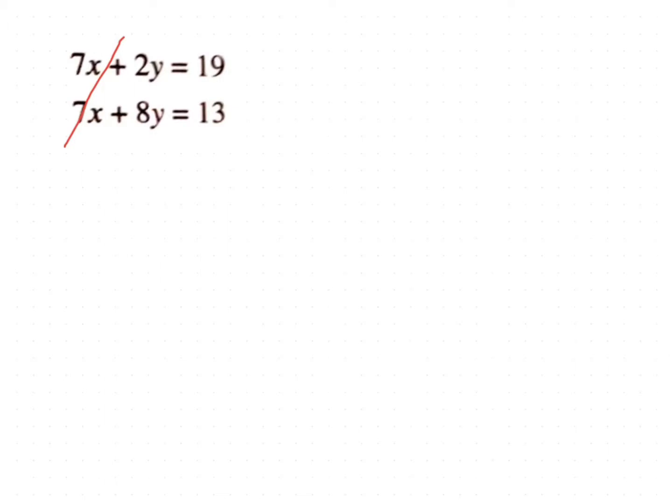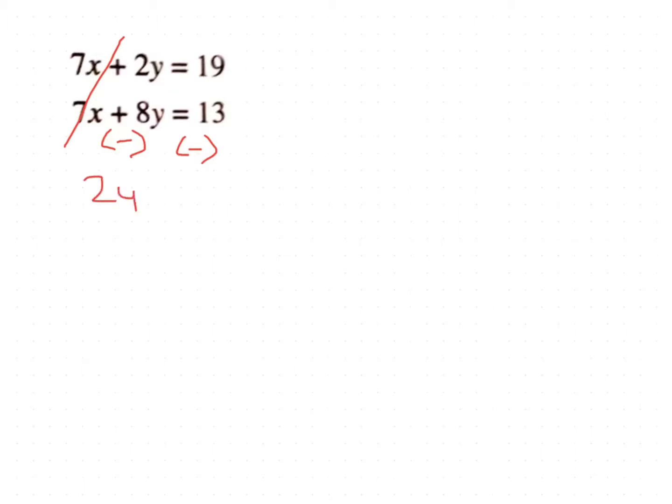For example, it's 7x plus 8y equals 13. If the sign is minus, it becomes plus, and when it is plus, it becomes minus. So for example, the plus 8y will become minus 8y, and the plus 13 will become minus 13. So let's solve it.